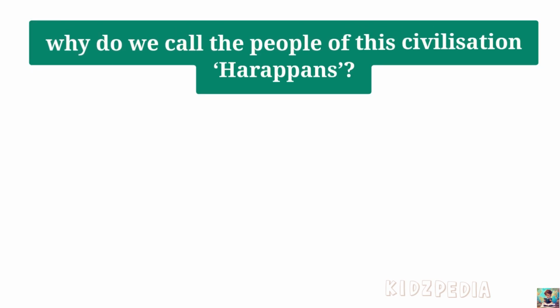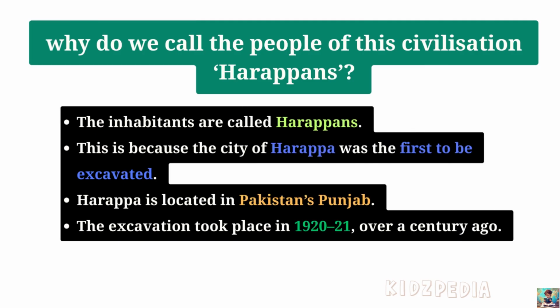Then we have something very important. The people of this civilization are called Harappans because Harappa was the first city to be excavated by archaeologists in 1920 to 1921. Even though there were many other cities, the name Harappan is used because this discovery marked the beginning of our study of this civilization.